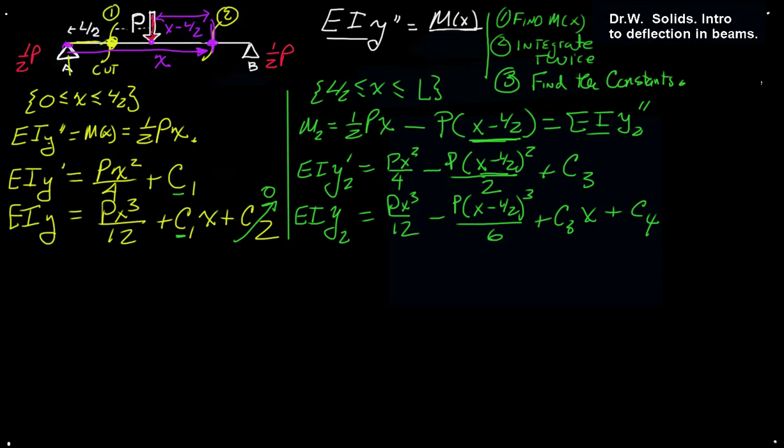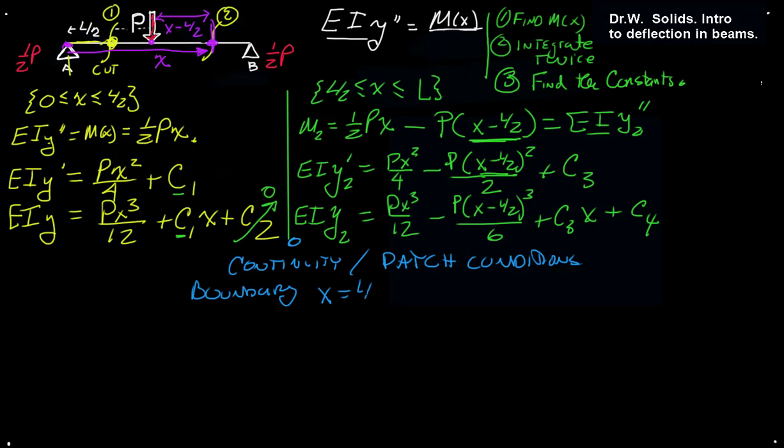And the other criteria has to do with what we call the continuity or patch conditions. And the idea here is right at this boundary of where x is equal to L on 2, both of these families of equations have to agree with each other. They have domains that overlap here at this one location. So we find that y1 should equal y2 at that location.